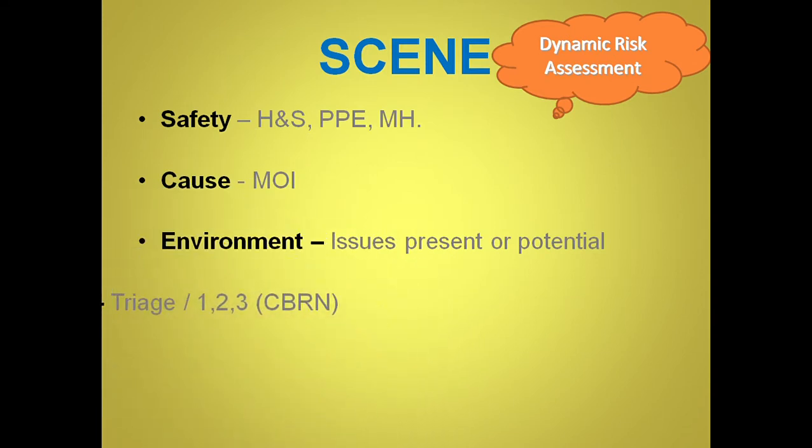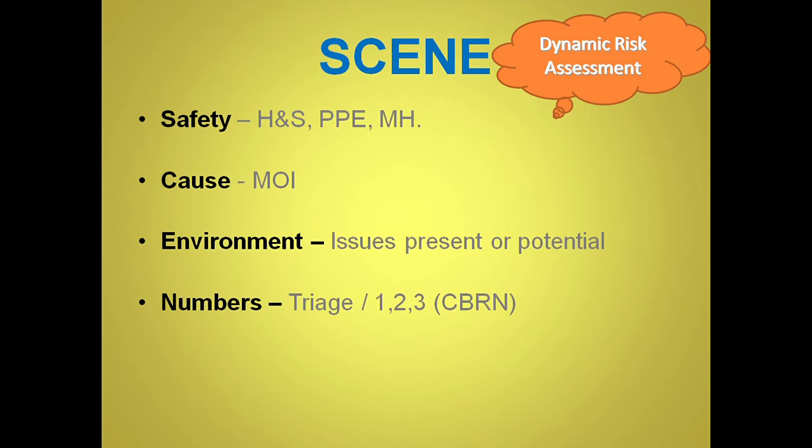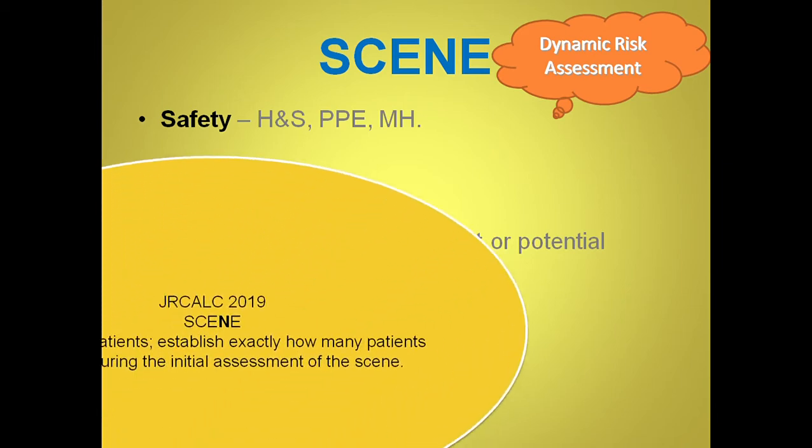We then go on to numbers of patients, because you may need to triage your patients, decide who you're going to treat first. You may go to the 1, 2, 3 rule. We'll cover that when we look at the methane shortly. But let's have a look from the JR Calc.